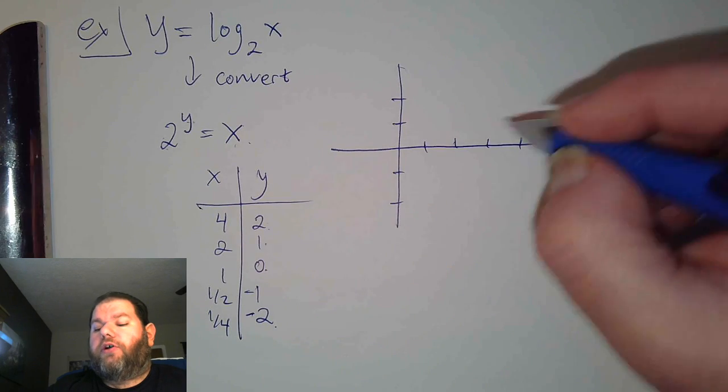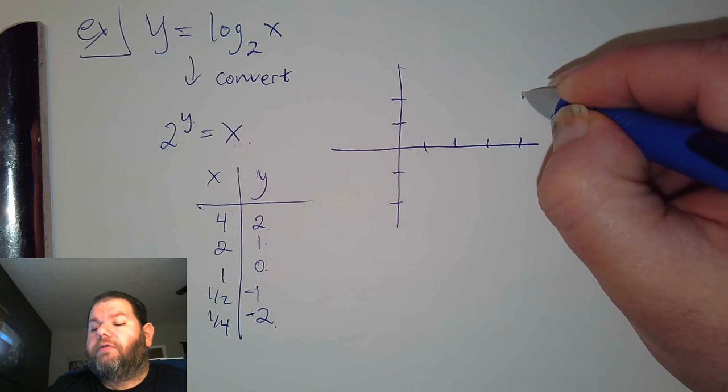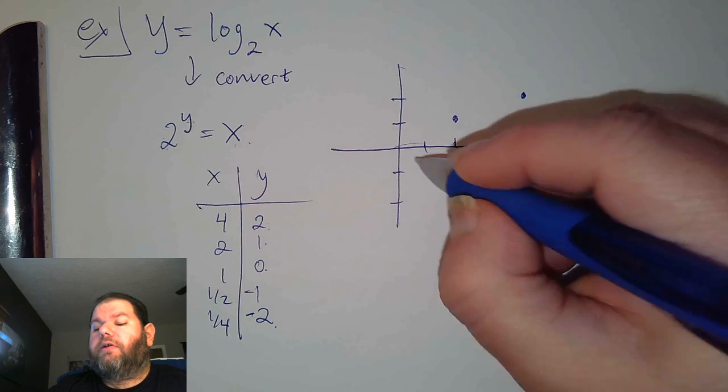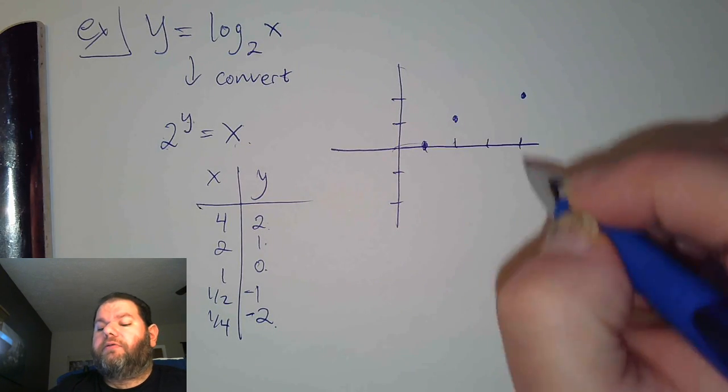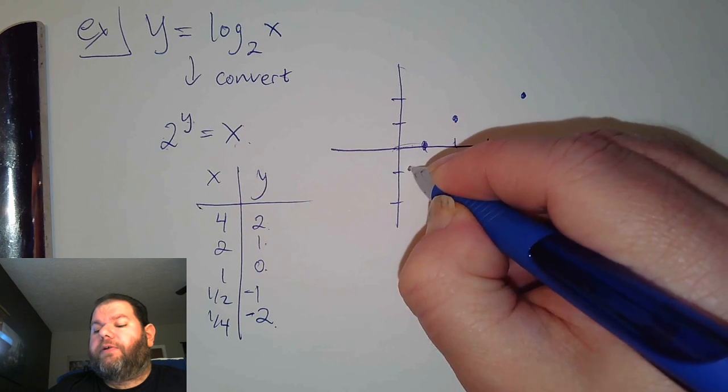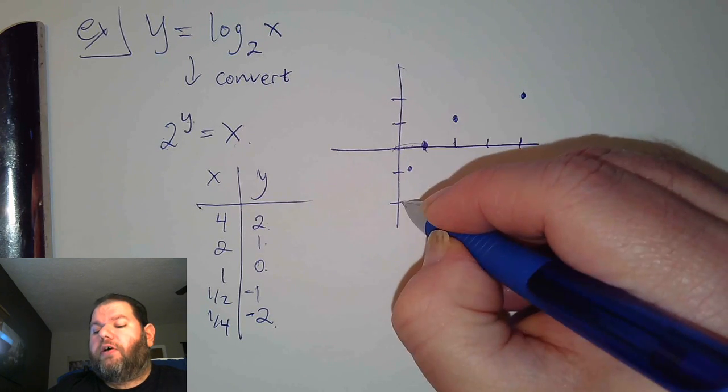Okay, so we have 4, 2, 4, 2, 2, 1, 1, 0, 1/2, negative 1, and 1/4, negative 2.